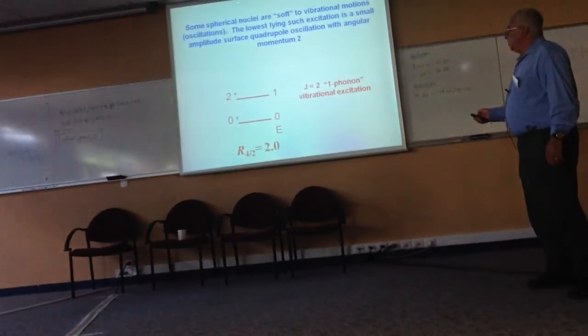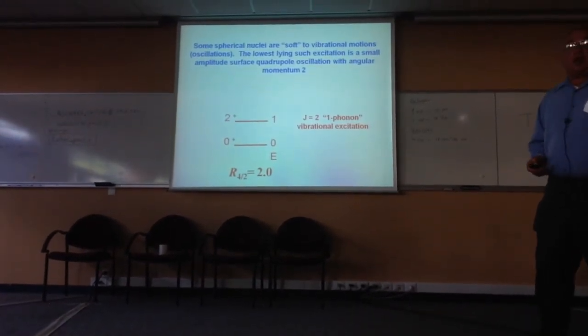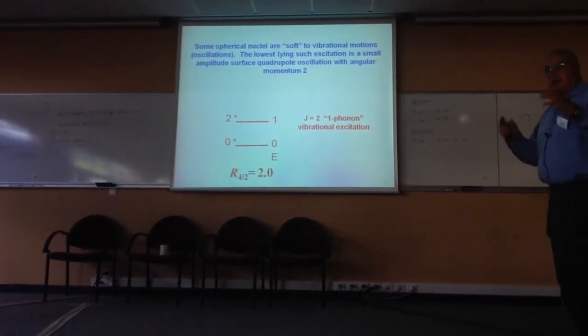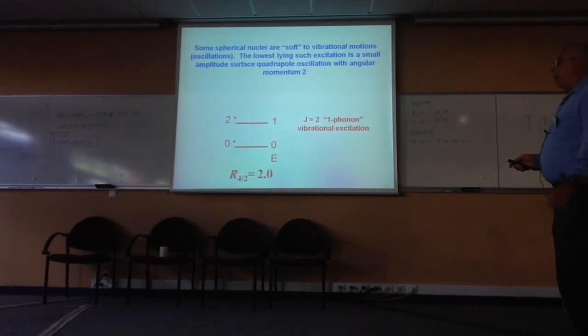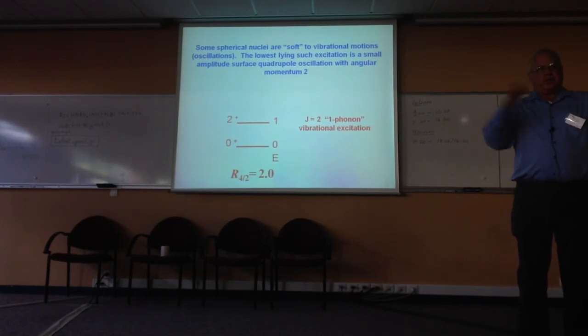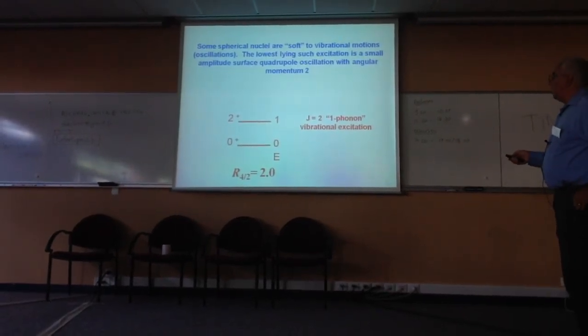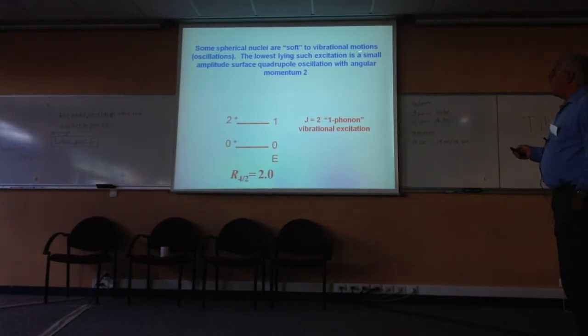Okay. So some spherical nuclei are quite rigid, but many of them are soft. Soft means that they can oscillate a little bit. Later we'll talk about this in terms of a potential, where the nucleus can oscillate back and forth, but right now I want to be very qualitative. They can be soft to vibrational motions.